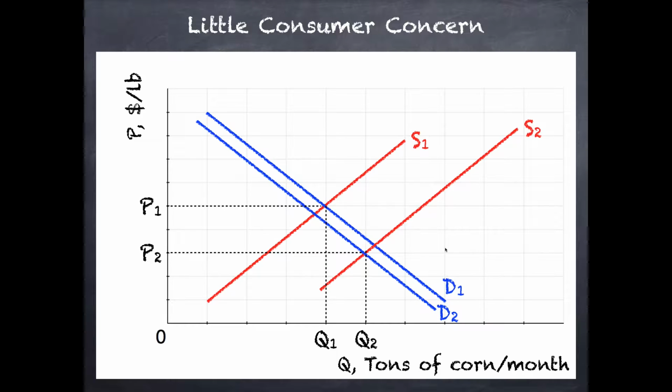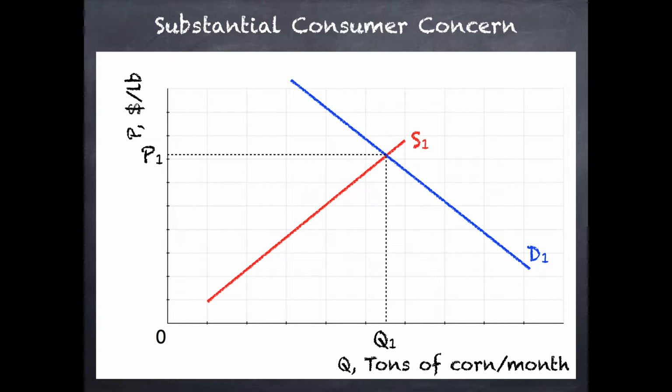Now, the main thing that we're concerned with is how this is going to compare to what happens when we have a great deal of consumer concern. So when we have little consumer concern, our prediction is that the price per pound of corn is going to fall, and that the equilibrium production and consumption is going to increase.